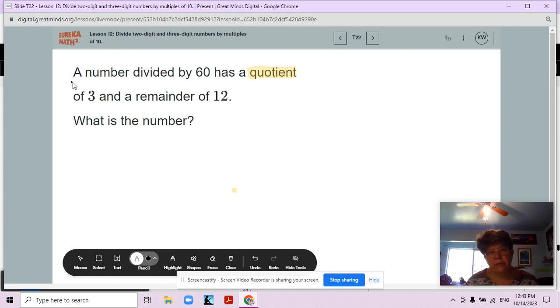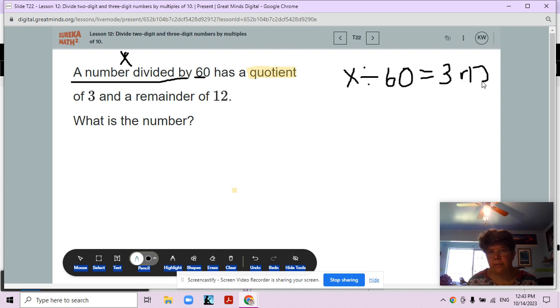And a number divided by 60. So this is what we don't know, right? This is the unknown. We could call it x, the unknown. A number divided by 60. So x divided by 60 has a quotient of 3. Okay, so we know the quotient is 3 and a remainder of 12. What is the number?